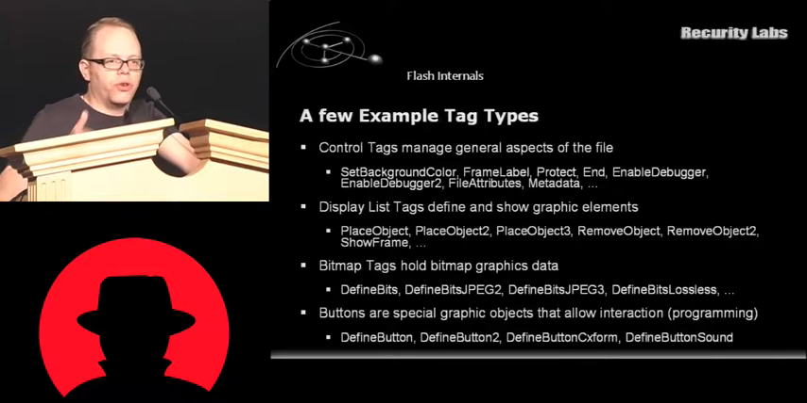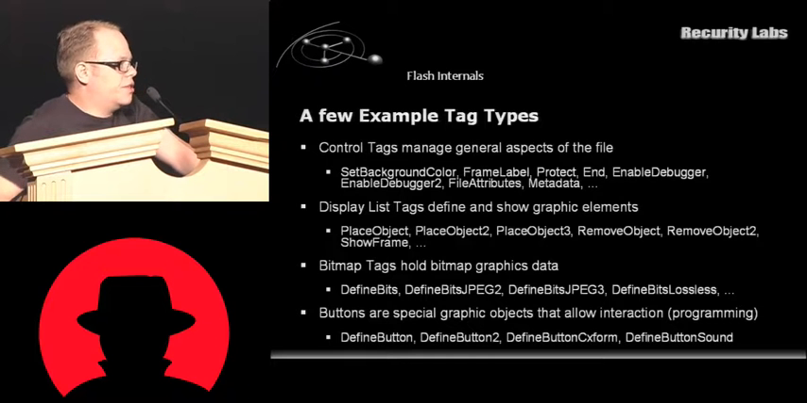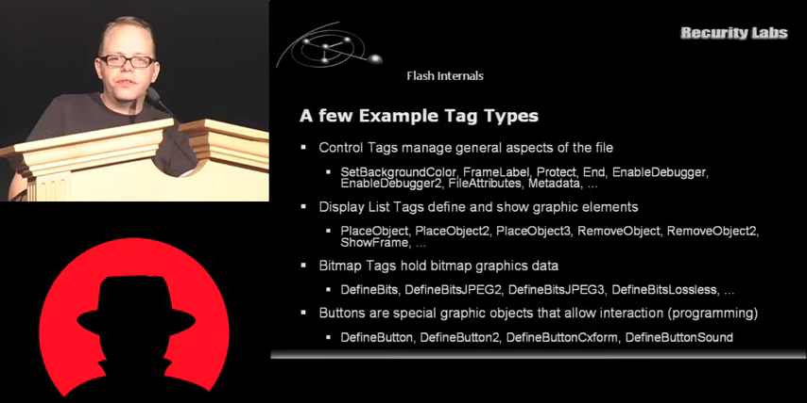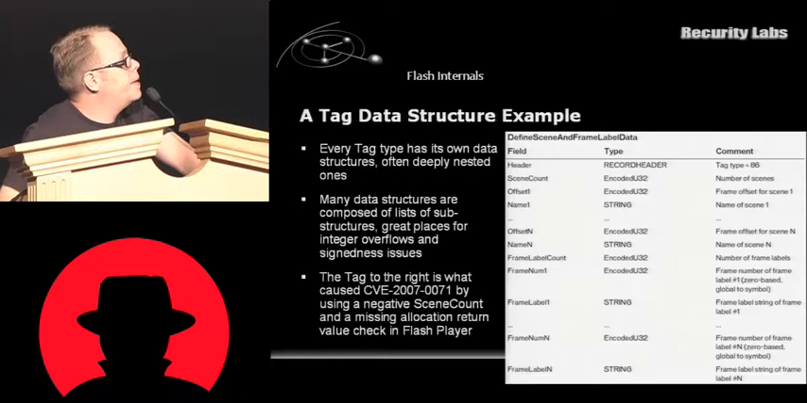But of course, they still support the first version. There's bitmap tags, so you have JPEGs and BMPs and all that type of stuff. And then they have a special graphic object they call a button. There's, again, a defined button and defined button 2, and a couple of other things, and they're used for interactive programming. So if you click on stuff, then stuff should happen.